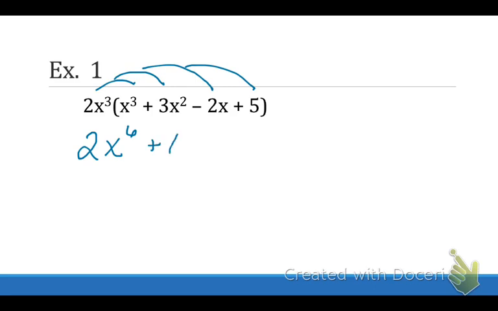Plus 2 times 3 is 6, x to the 5th. 2 times negative 2 will be negative 4, x to the 4th. And the final term, 2x cubed times 5, will be plus 10x cubed. Now, scan what you have and make sure that you have no like terms that can be combined. I do not, so I'm ending up with a polynomial with 4 terms. It has a leading coefficient of 2, and its degree is 6.